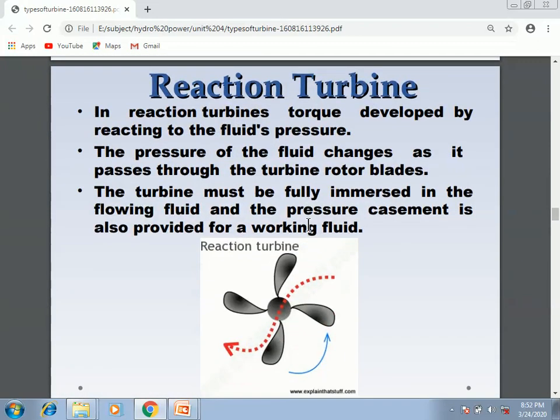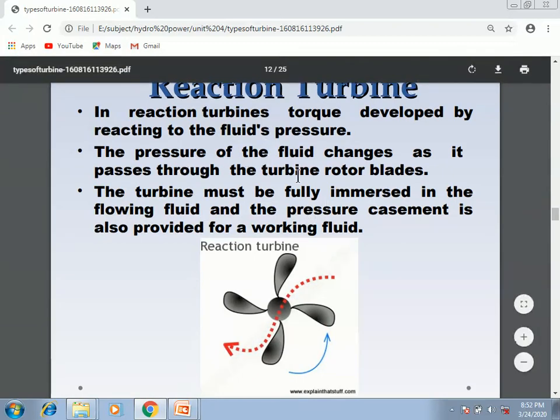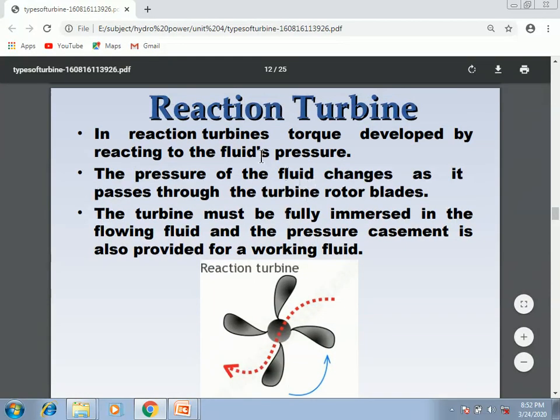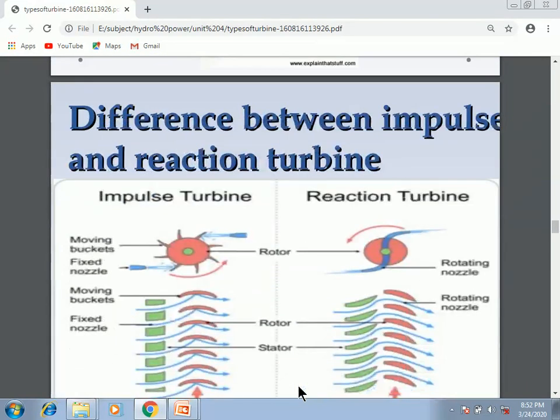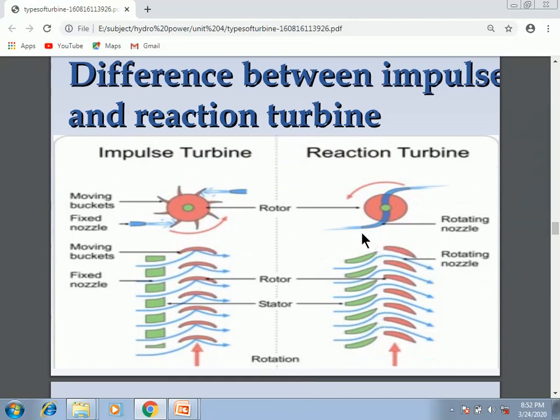Now we are going to see reaction turbine. Reaction turbine is nothing but a turbine where torque is developed by the reacting fluid pressure. The fluid pressure changes as it passes through the turbine rotor blade. So water is going to flow from this blade, because of which torque is developed and these blades are going to rotate. So the actual diagram you will see over here.